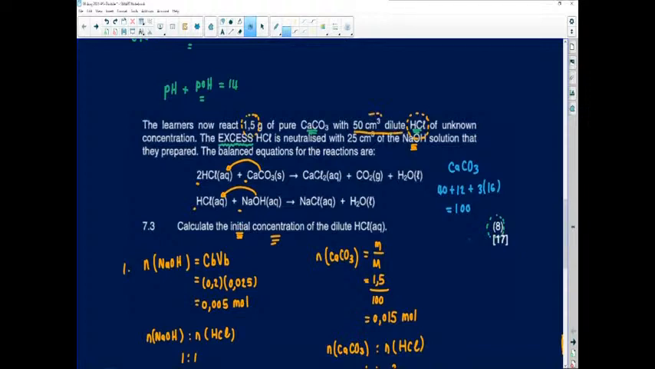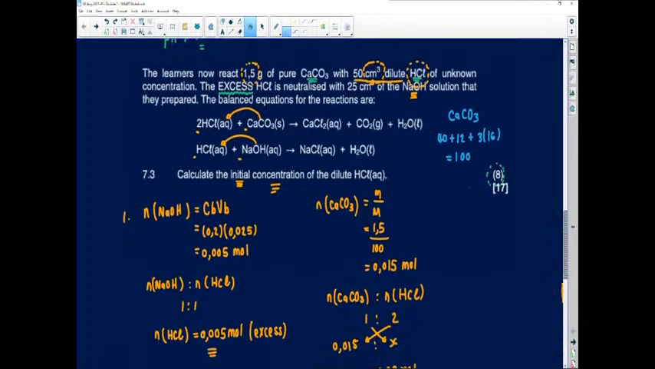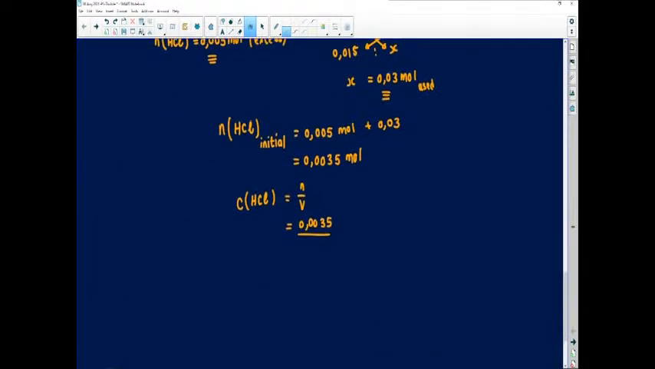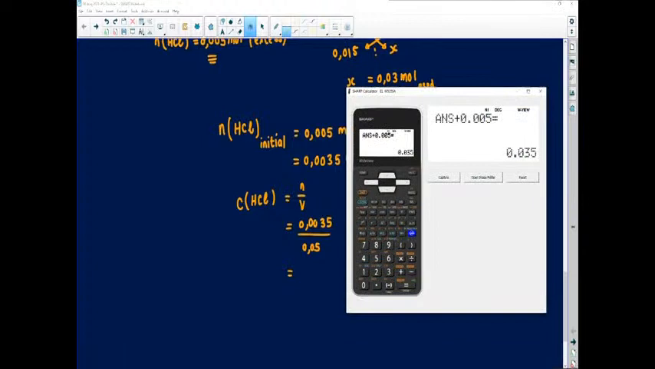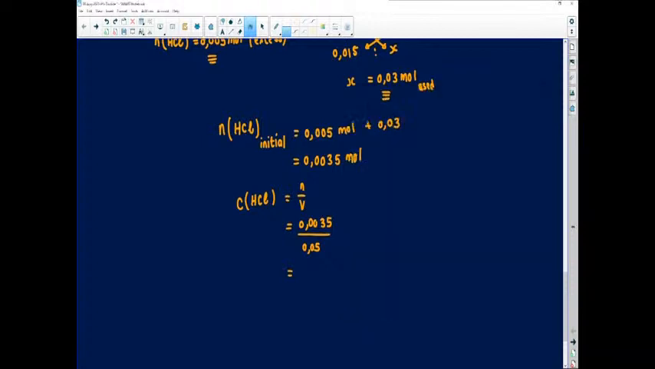I must convert the cubic centimeters to cubic decimeters by dividing it by 1,000. I can also do that in my head. I'm just going to move my comma, and then I get 0,05. So I'm going to put this in my calculator, and let's see what we get. Just cancel that. So I get 0,0035 all over 0,05, which means that my initial concentration, I get 0,07. Just see if I did that one right.